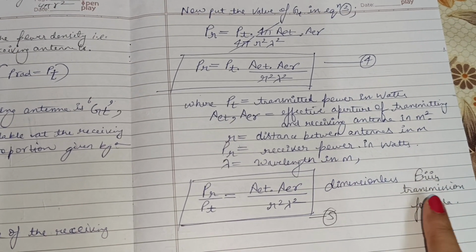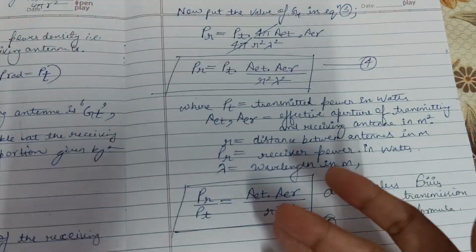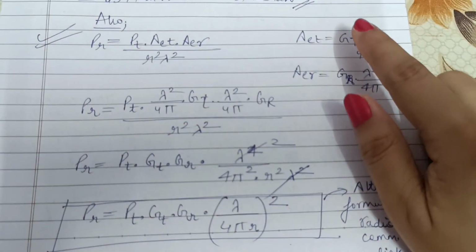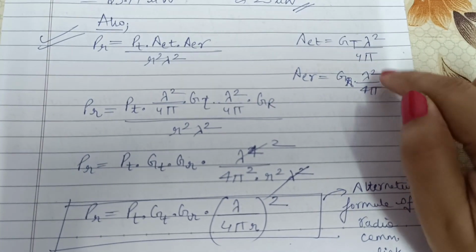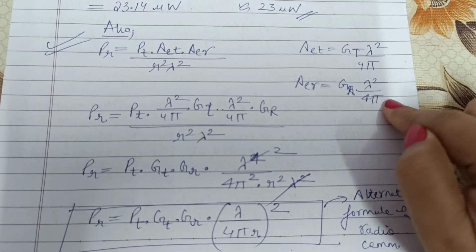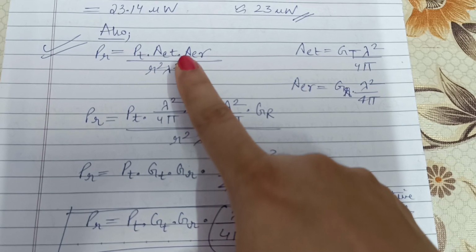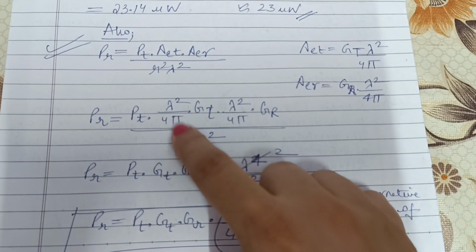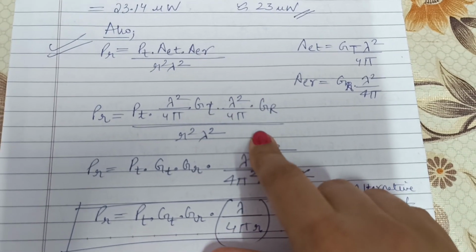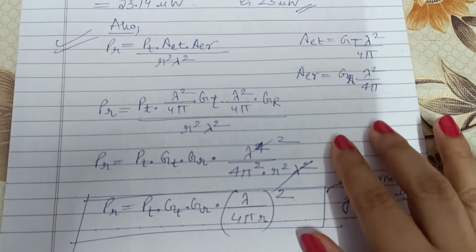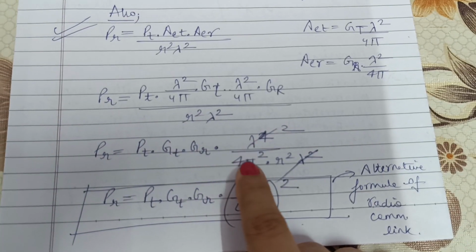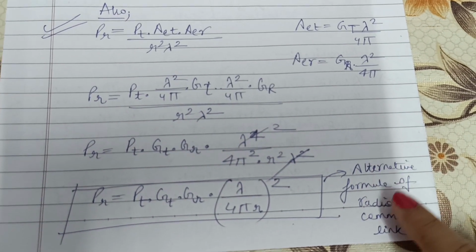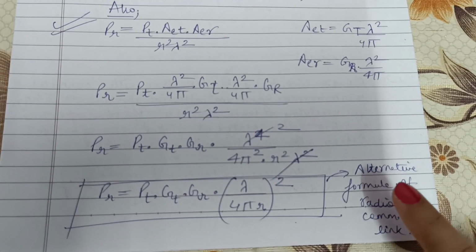You can also get this equation in terms of gain. How will you get this? I have told you that AET is GT lambda square by 4 pi, and AER is GR lambda square by 4 pi. So you can put these values in place of AET and AER, and hence you will get the formula PR equals PT GT GR into lambda upon 4 pi r whole square. This is the alternative formula for the radio communication link, or Friis transmission formula.